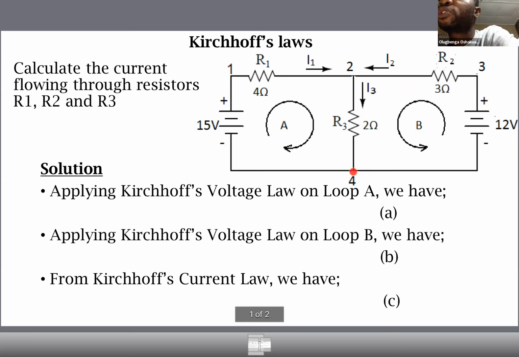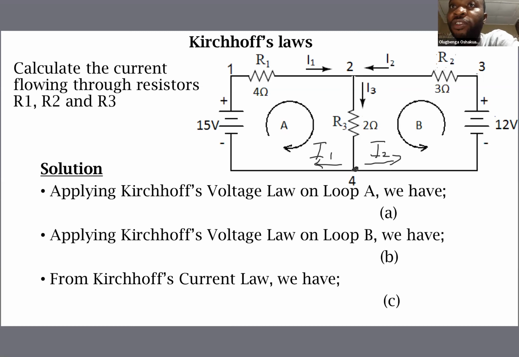When I3 gets to this junction, it splits back into I1 and I2. So I3 will flow into this junction and will split into I1 and I2. A simple mathematical meaning of what we have just said is that Kirchoff's current law says I1 plus I2 equals I3.